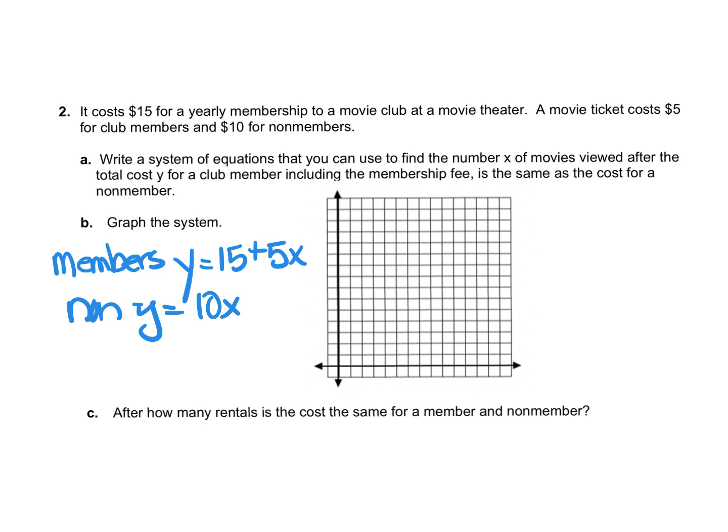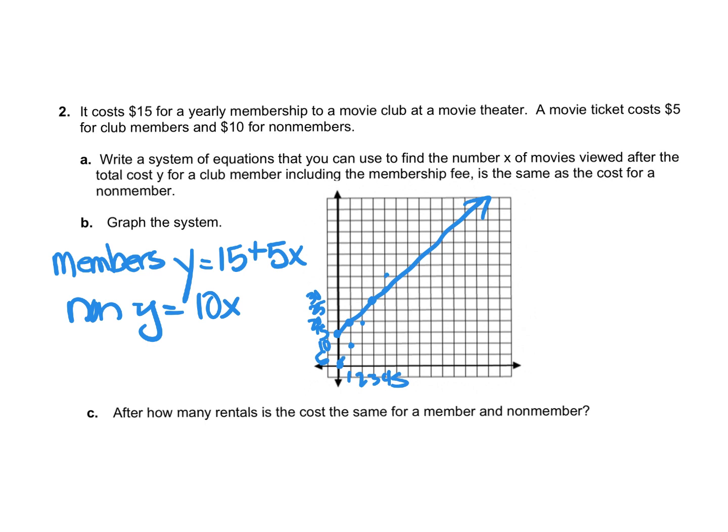All right, so let's graph these. And I think I'm going to go up by 5s here. So let's make this 1, 2, 3, 4, 5 that way, but let's make these 5, 10, 15, 20, 25, 30. All right, so we're going to start at the 15 and then go up 5 over 1, up 5 over 1, up 5, and that's going to continue in this direction like this. Where our non-members, they're not going to pay an initial fee. So at 0 movies, they're spending $0. But they're going to spend $10 every time they get a movie.